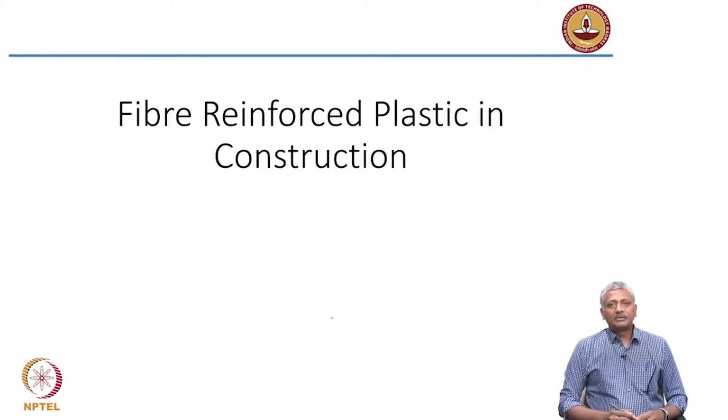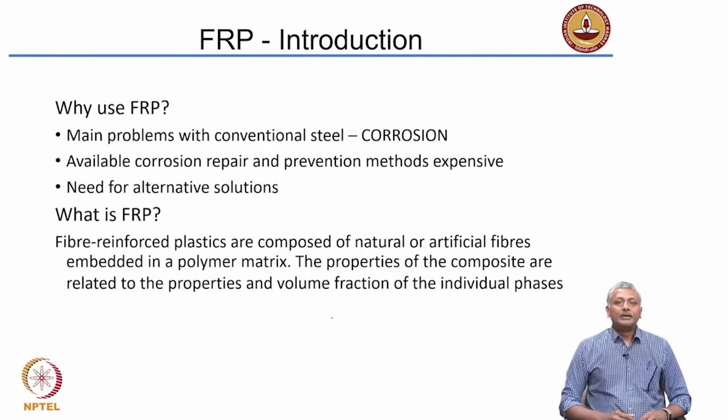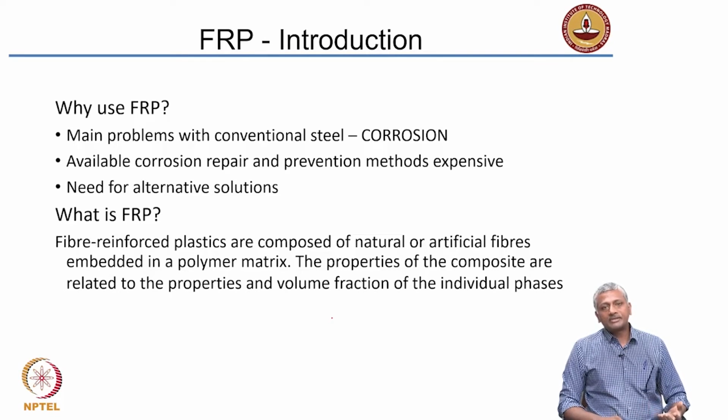Now let us take a look at specific construction applications of this component called fiber reinforced plastic. So as I said earlier, fiber reinforced plastic is when you have fibers which are embedded in a plastic matrix or polymer matrix. Now why would you want to use fiber reinforced plastic in construction, where we use steel very commonly? The idea is that steel obviously has a life that is restricted because of its corrosion. Steel will corrode eventually, and to have a structure that lasts long, you need to prevent steel corrosion.